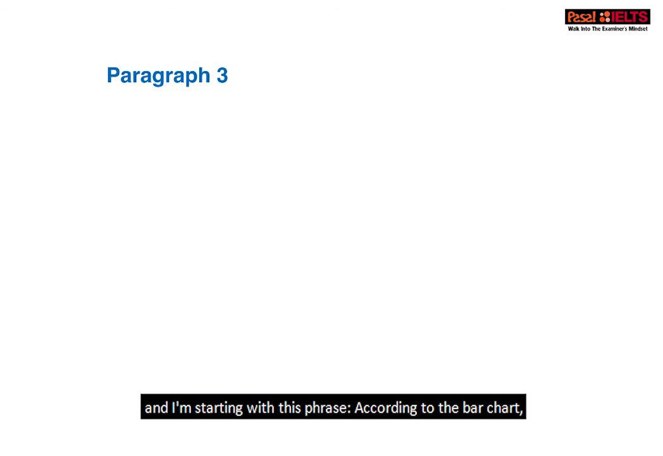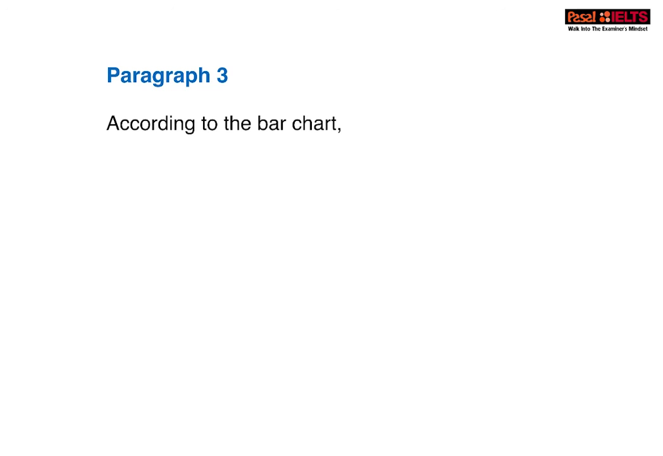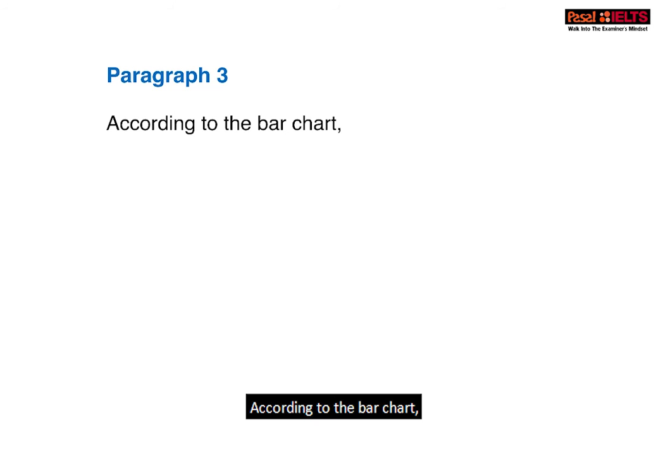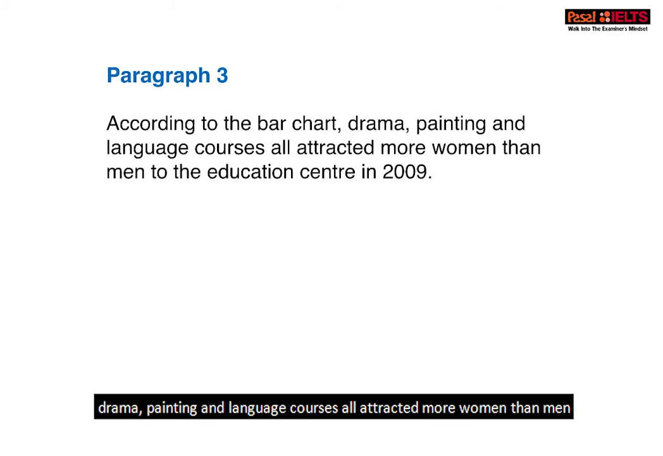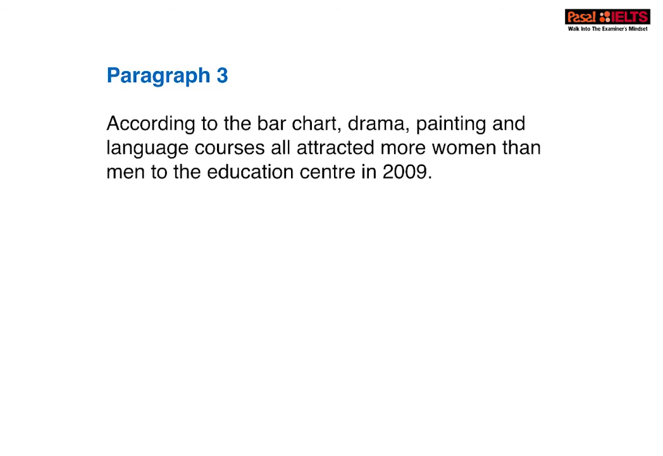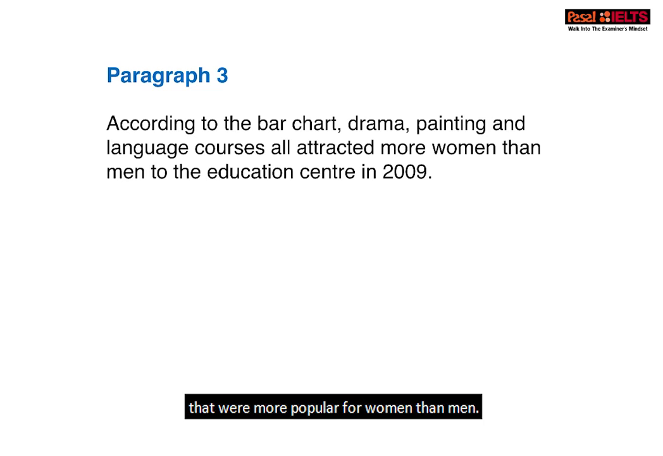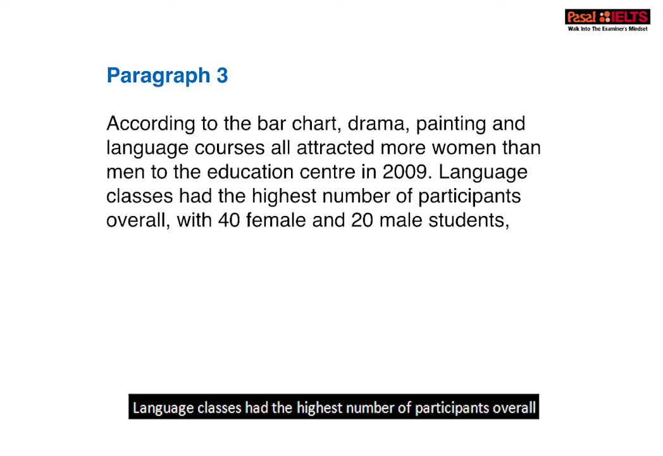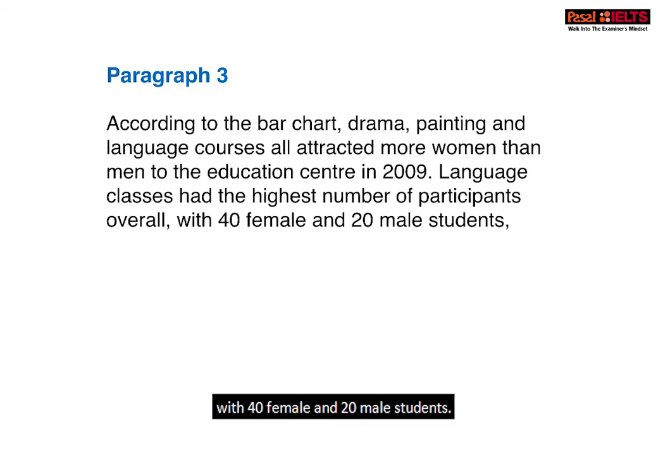And I'm starting with this phrase, according to the bar chart. This shows the reader, the examiner, that I'm talking only about the bar chart in this paragraph. According to the bar chart, drama, painting and language courses all attracted more women than men to the education centre in 2009. So I've chosen those 3 courses that were more popular for women than men. Then moving on to get some figures in here. Language classes had the highest number of participants overall, with 40 female and 20 male students.